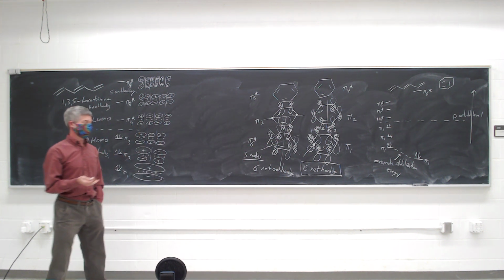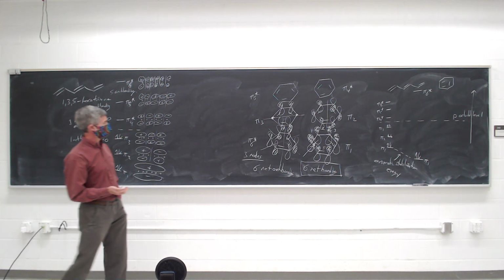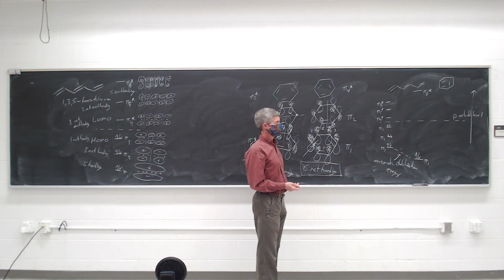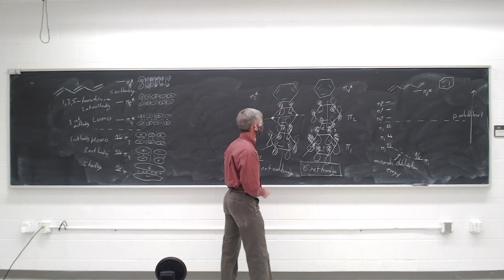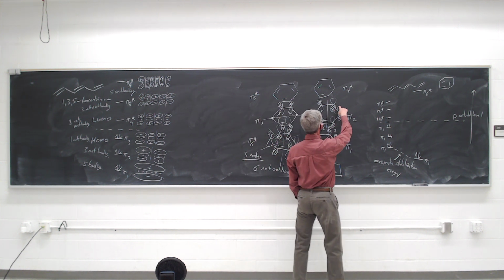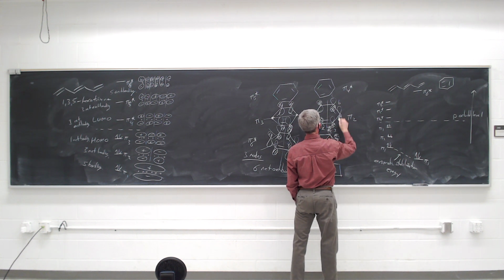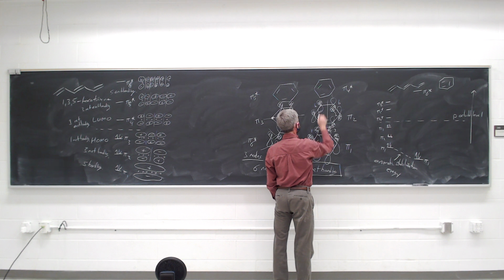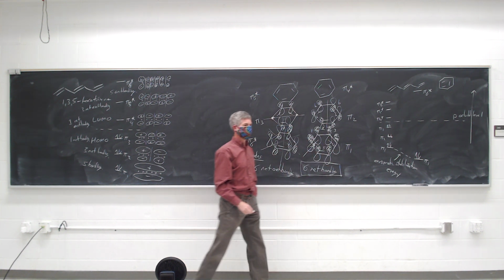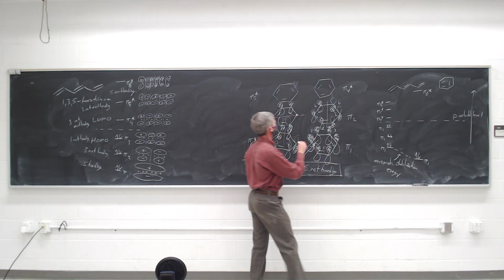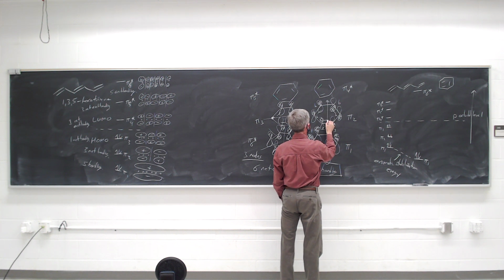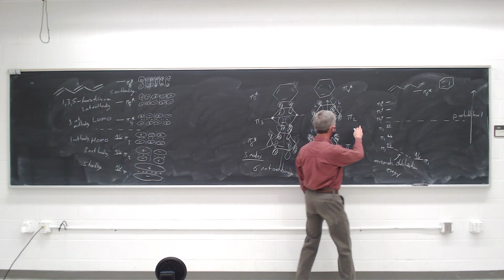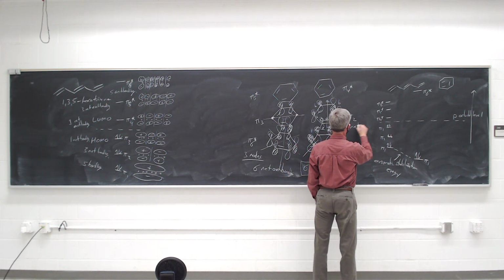So how many net bonding interactions do we have in pi 2? 4. So we've got a bonding interaction here and a bonding interaction there. And we've got a bonding interaction here and a bonding interaction there. Yeah, 4 bonding interactions. But I know we have 2 anti-bonding also. So we have 4 bonding and 2 anti-bonding, so we have 2 net bonding.